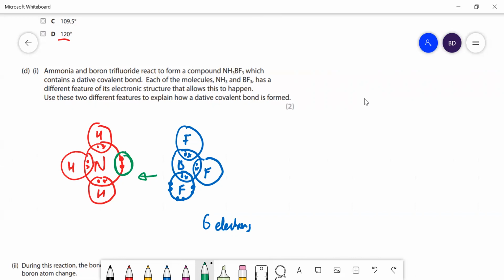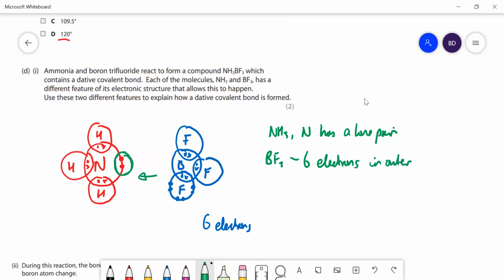So I think for your 2 marks there, you need to say that the NH3, the nitrogen, has a lone pair, and the BF3, that's it, has only 6 electrons in its outer shell. It wants to have the full 8, and so it's able to accept a lone pair and form a dative bond.